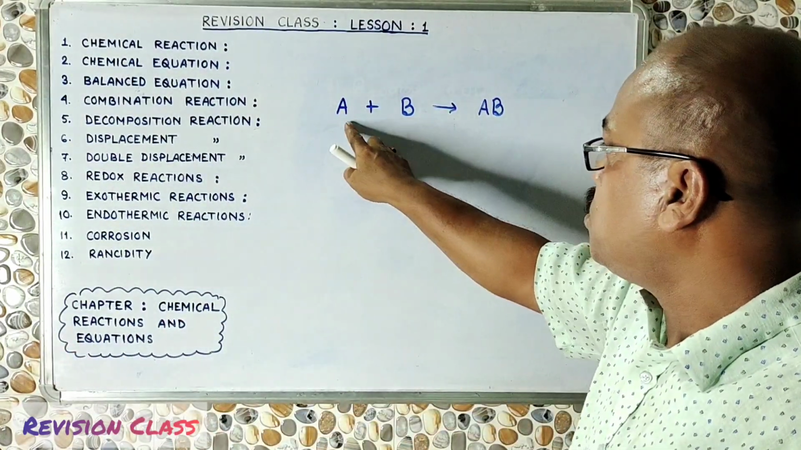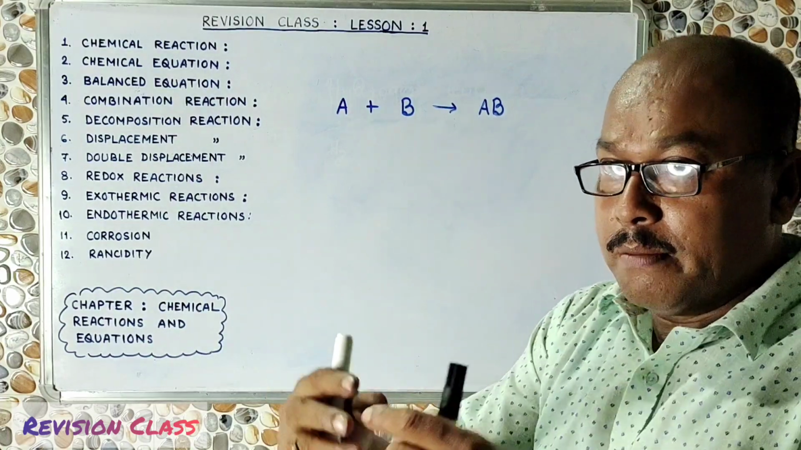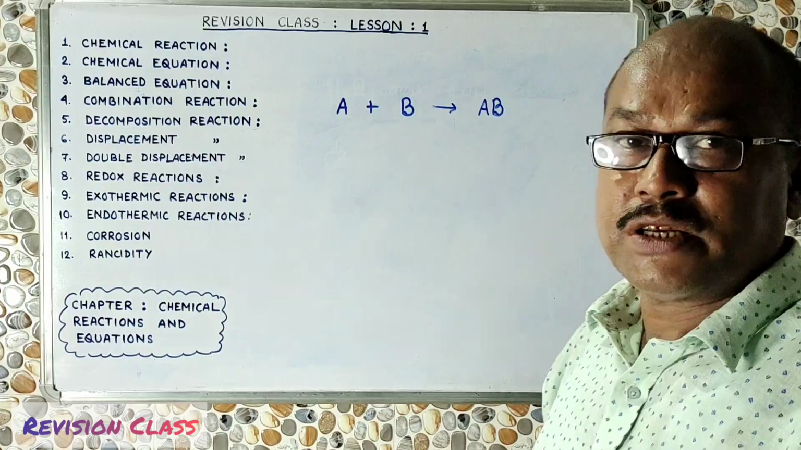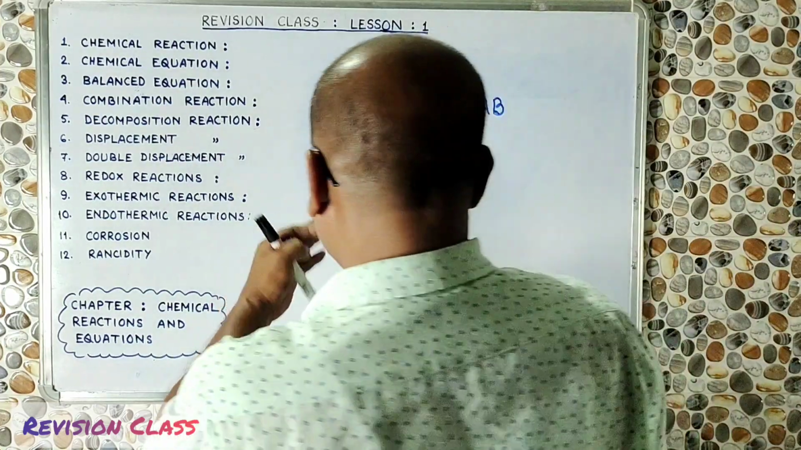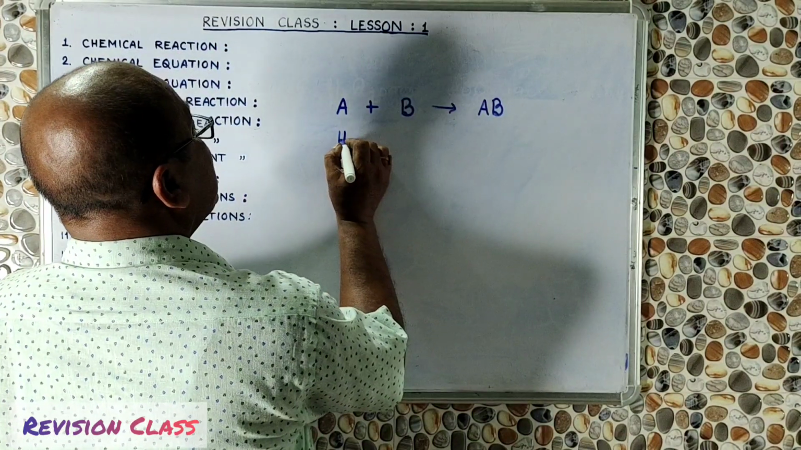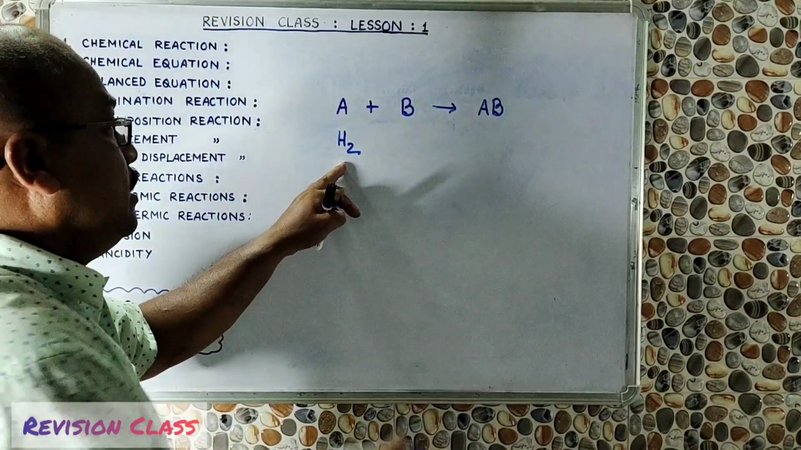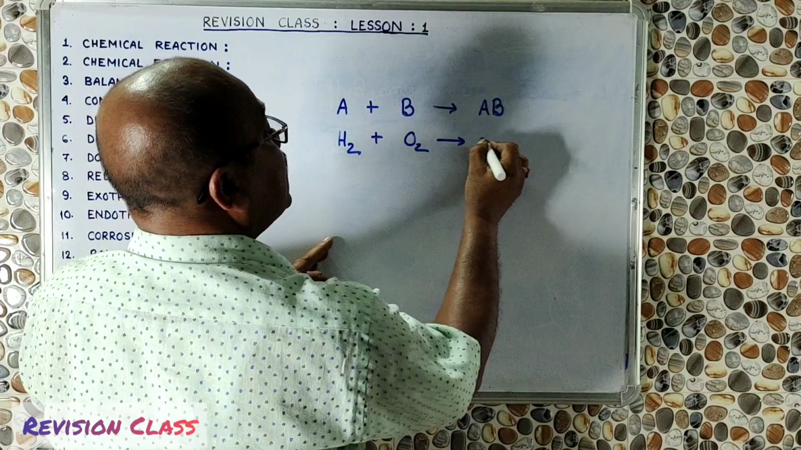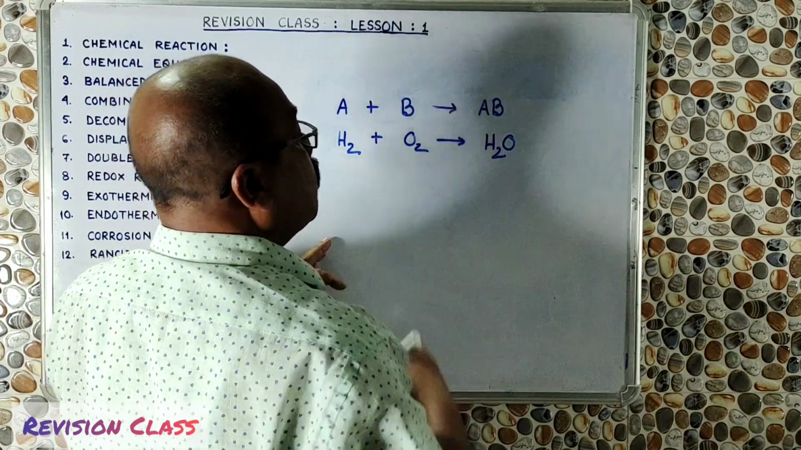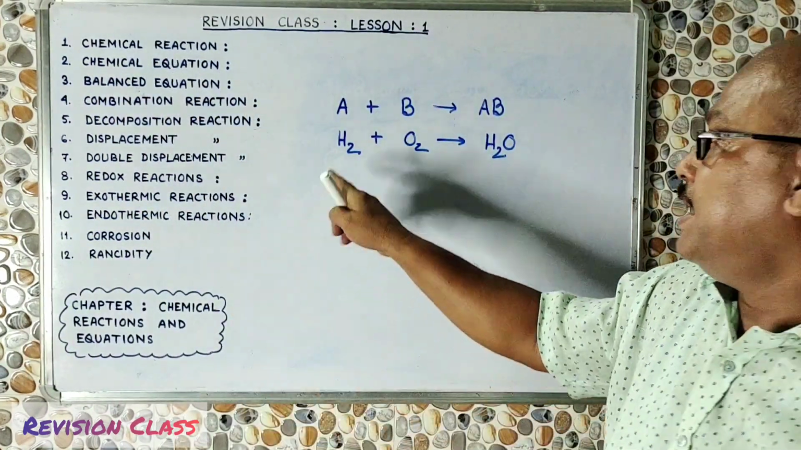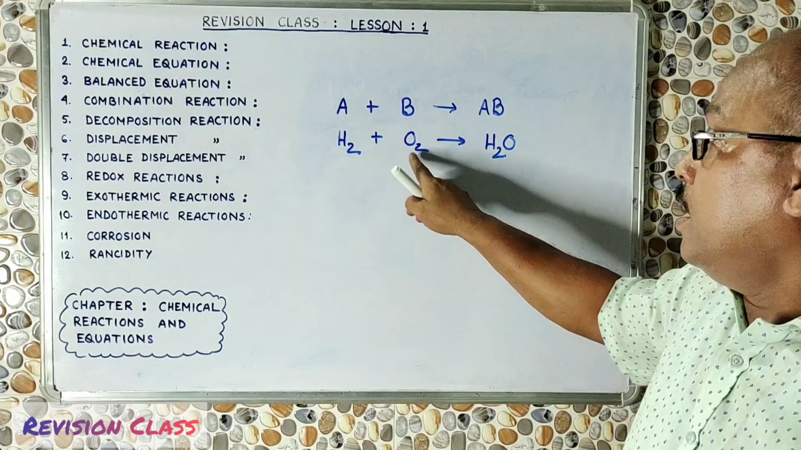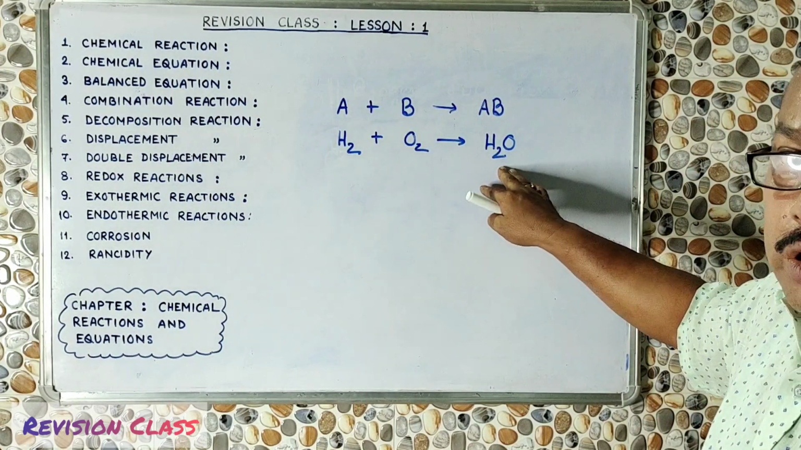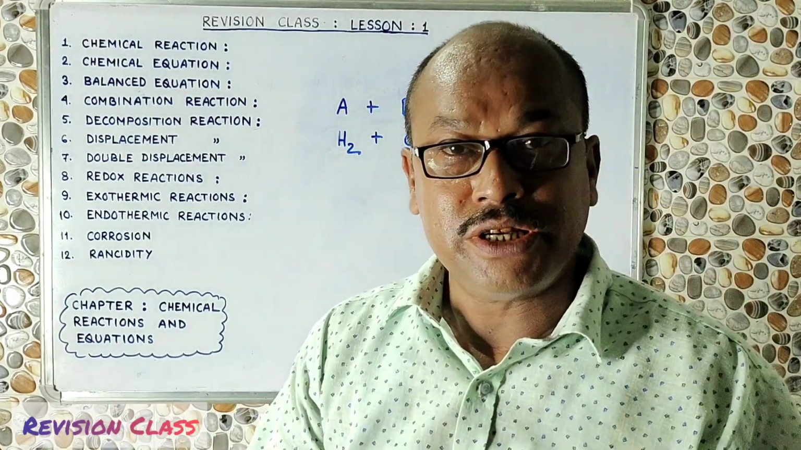Why? Because two reactants are combining together to make a single larger product, and this type of chemical reaction is called a combination reaction. Let us take an example. Hydrogen, here A is representing hydrogen and this is oxygen, and combining together to make H2O, water. Can you see it very clearly? Hydrogen, which is A, oxygen, which is B, they are combining together to make AB, that is the water molecule. This type of chemical reaction is called a combination reaction.